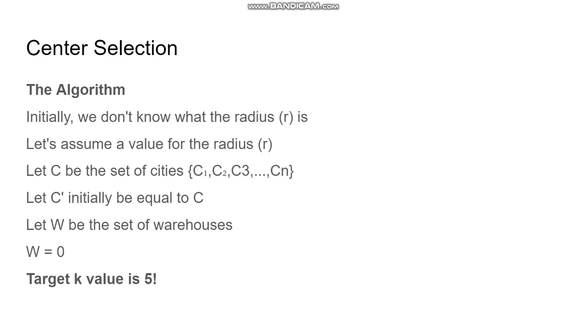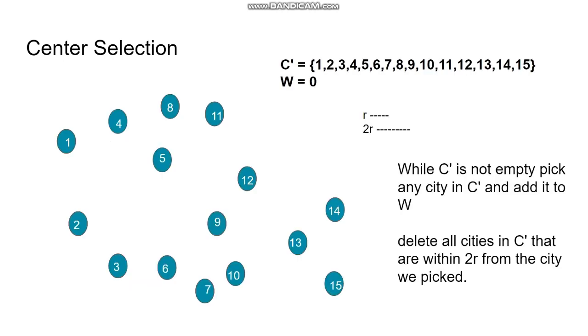We can't build any more, so let's see if we can serve all of the cities with at most 5 warehouses. I've placed the C prime values and W in the corner so we can update them as we go along. Also you can see the length of R and the length of 2R for comparison. And here is the algorithm, and I'm going to go over it in just a moment. So let's say these are our cities, city 1 to 15.